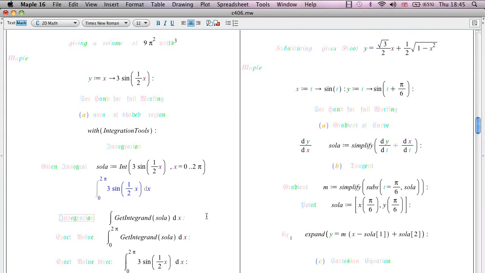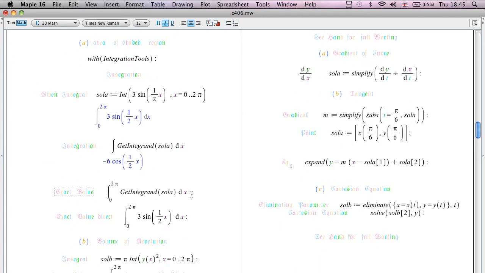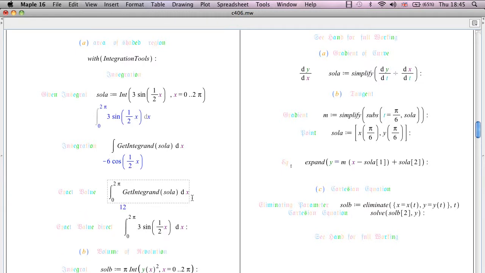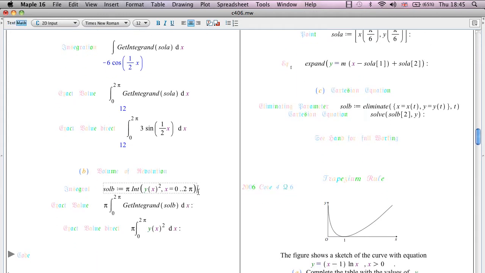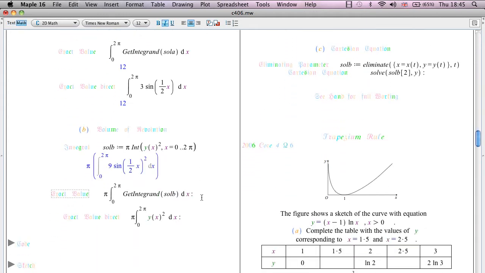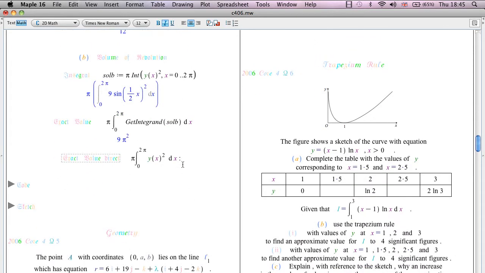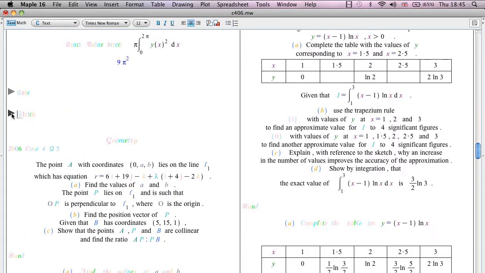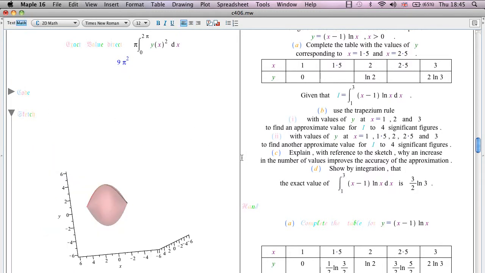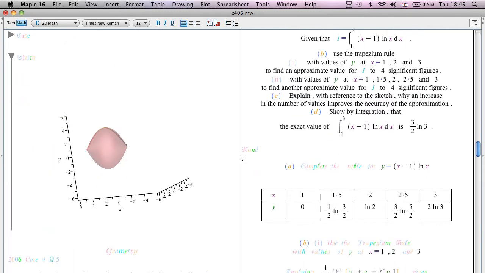So the integral given in A, the integration, the exact value, and the integral given for the volume, the exact value. The sketch here shows the volume being generated.